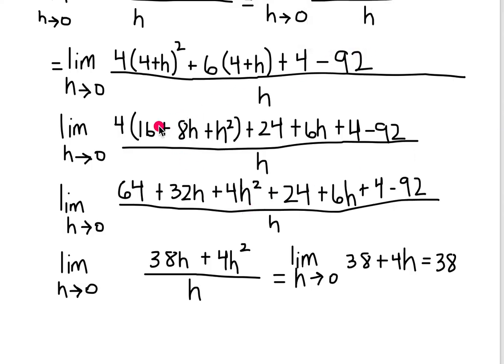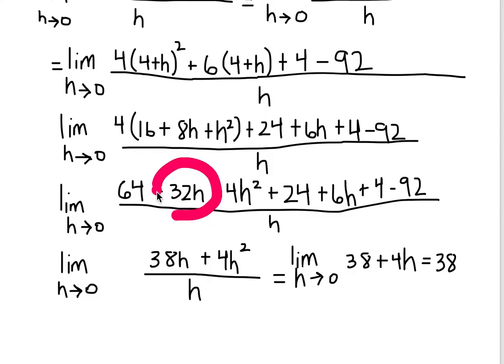Okay. Now, when I distribute this 4 to continue cleaning this up, I take 4 times everything that's inside the parentheses, so I get 64 plus 32h plus 4h squared. All of this I'm just going to carry down. And then when I start combining like terms, what I'm going to be left with is 38h plus 4h squared. The 64, the 24, and the 4 cancel with this minus 92. So all my constants disappear.